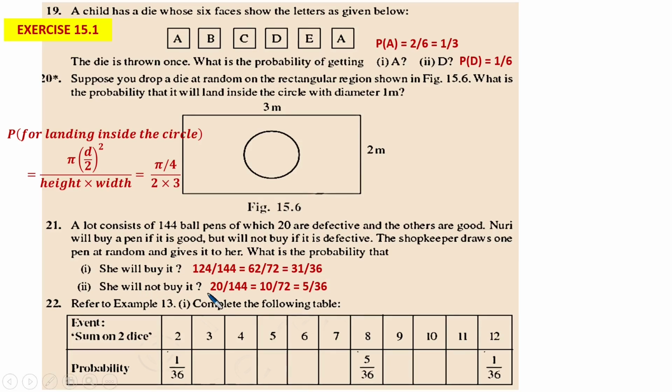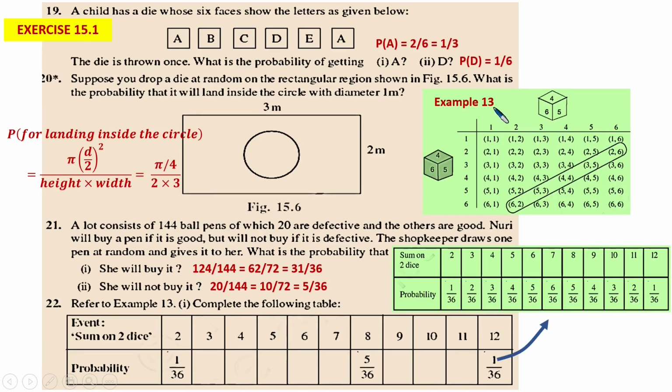And the probability that she will not buy it, since 20 are defective, will be lesser than this one because there is a smaller number of defectives. So more likely she will buy the pen with this probability, and she may not buy it with this probability. So this number is 5 by 36, which is smaller than 31 by 36. Next, refer to exercise 13 and complete the following table.